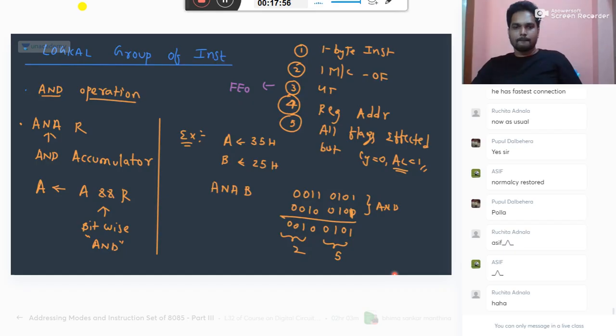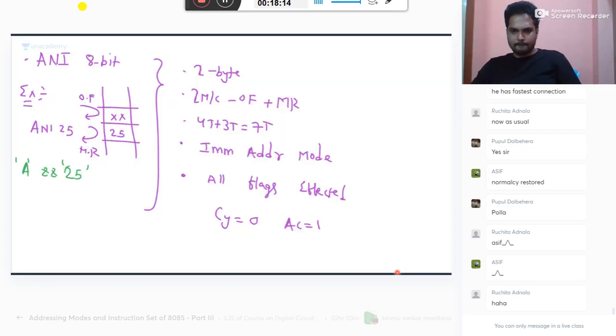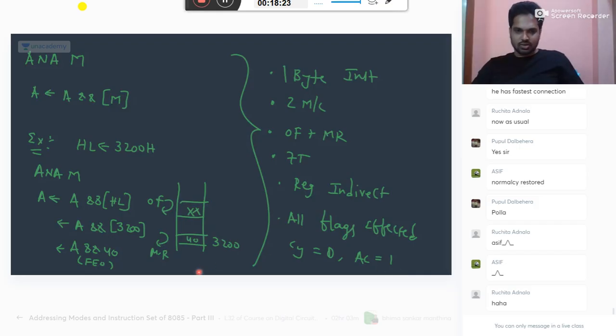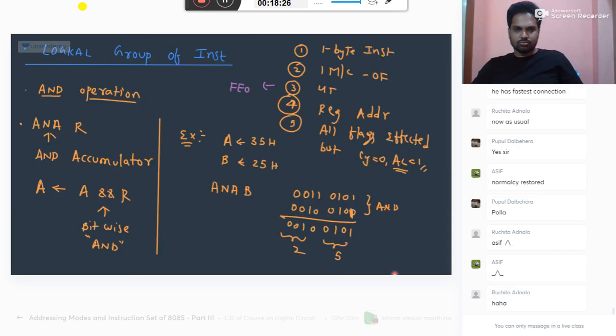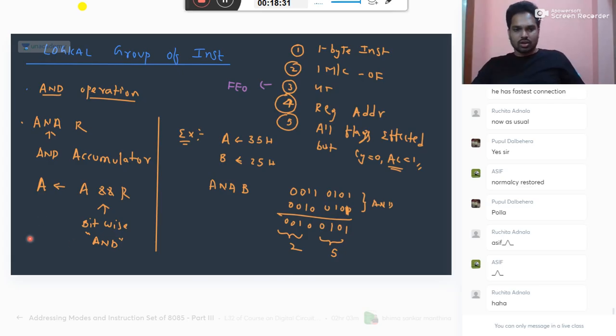This is right. Now in the logical group, listen here. The next one in the logical group is the OR operation. ORA, that is OR accumulator: A equal to A OR R. That is a bitwise OR operation.